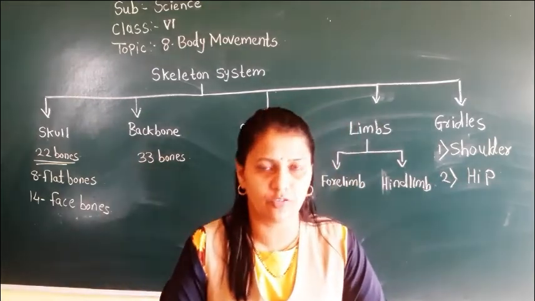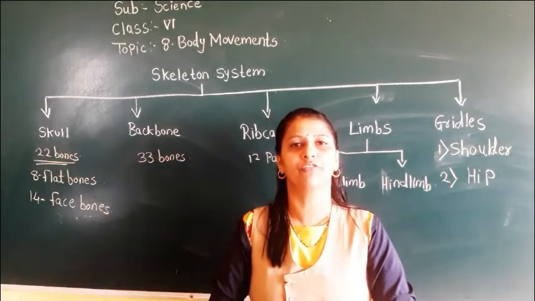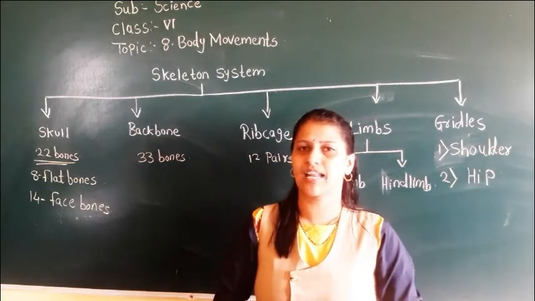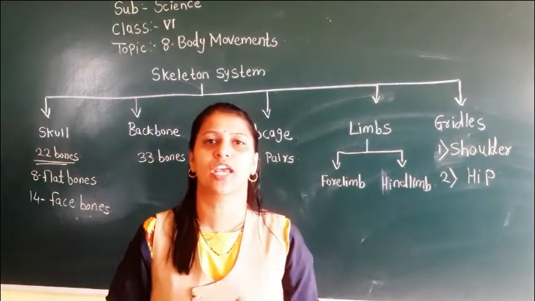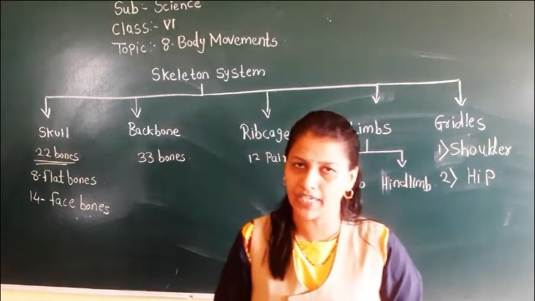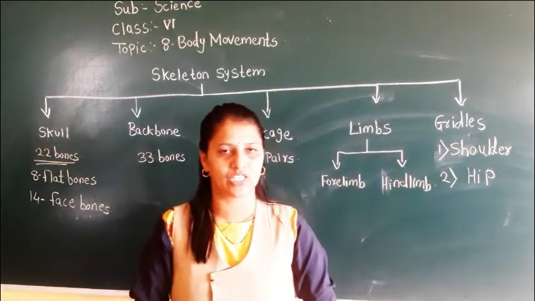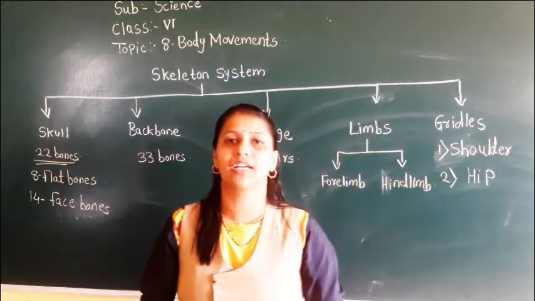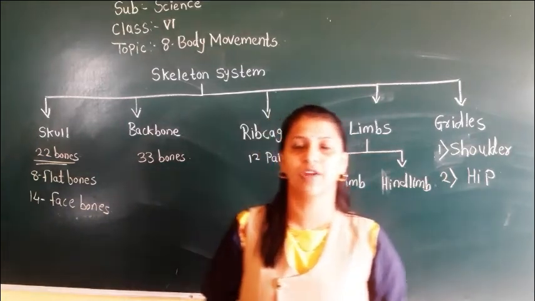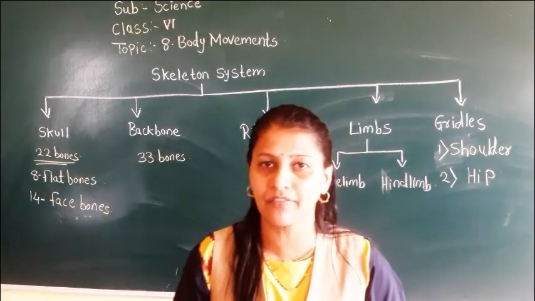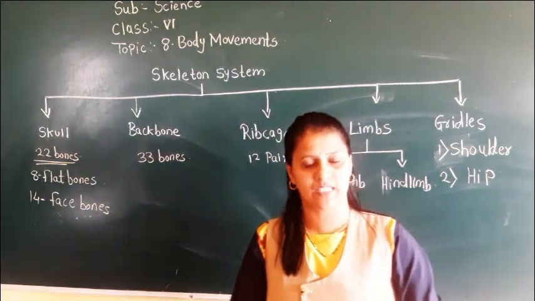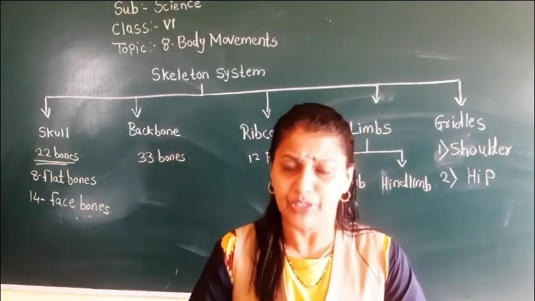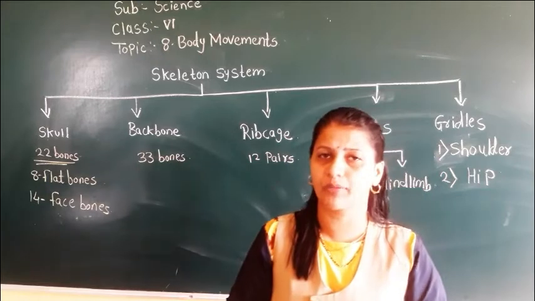In the last video, we also discussed the functions of the skeletal system. What are the functions of the skeletal system? It gives shape and support to our body. It protects our delicate organs. The bones are very strong. Am I right? Total 206 bones are there in our body. How many bones do we have? 206 bones.